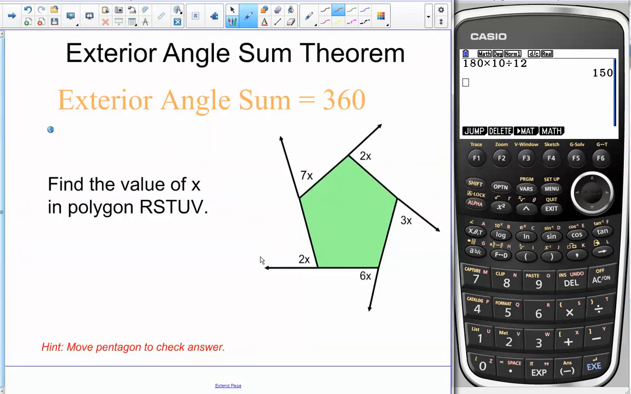Moving on. Exterior angle sum. Oh my goodness. I need a vacation. I think I just had one.